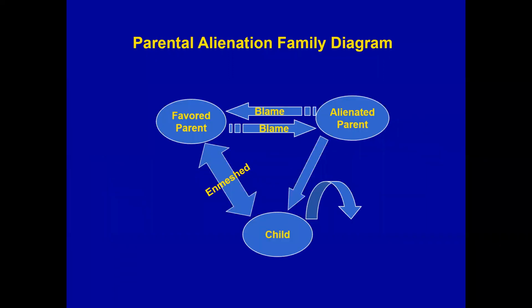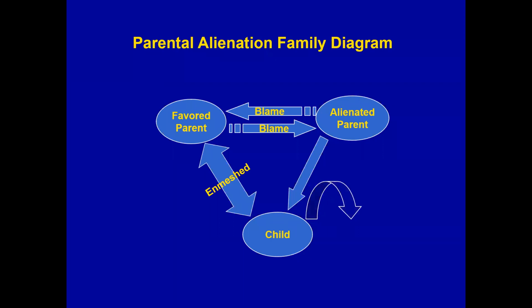So a lot of people who work with families like these family diagrams. This is one way to think about parental alienation: there are two parents, the favored parent and the alienated parent, and they blame each other. In other words, the child is having a problem. In particular, the child doesn't want to go have parenting time with the rejected parent, and the parents blame each other.